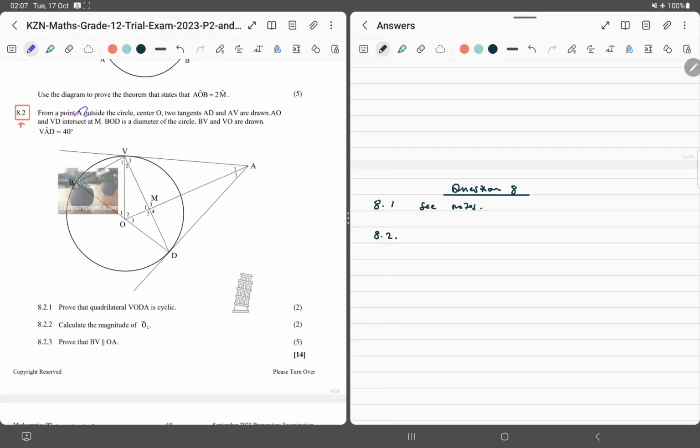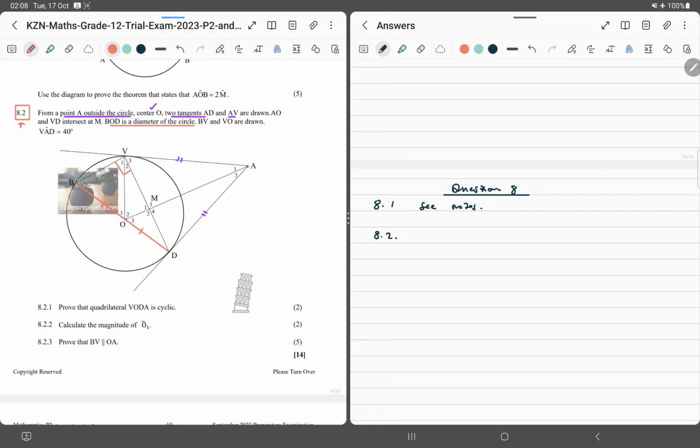Anyway, from a point A outside the circle, can you see? Same point. Now from a point outside the circle, center O, so that is the center, two tangents. Can you see now when two tangents come from the same point, what do we know about those tangents? Those tangents are equal. AD and AB are drawn. AO and BD intersect at M. And then we are told also here that BOD is the diameter of the circle. So if BOD is the diameter, what do we know? A diameter subtends a right angle at the circumference. So that's the angle in a semicircle. Again, these two divide into two equal radii.